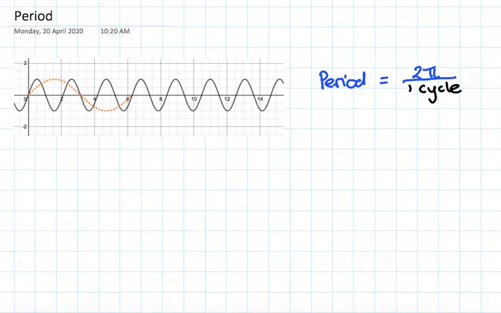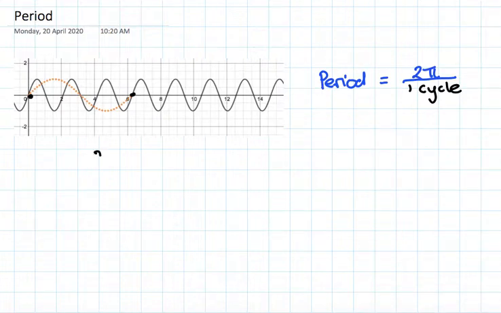Hi, here we're going to look at the period of a sine graph. It's important to note that the period is 2 pi divided by 1 complete cycle. So what is a cycle? I've got from the start of the sine graph, from 0 to 0, where we've got 1 complete cycle. That's the standard sine graph.